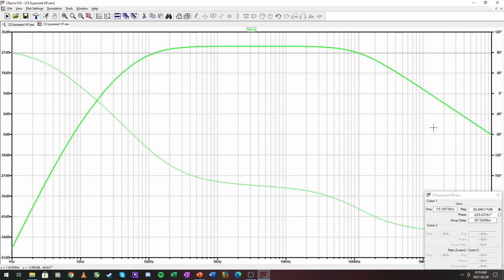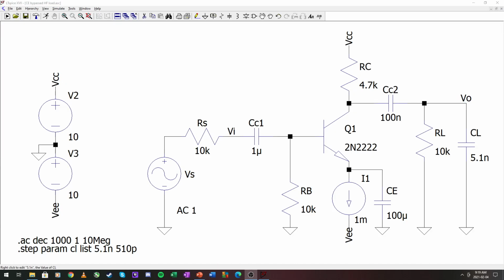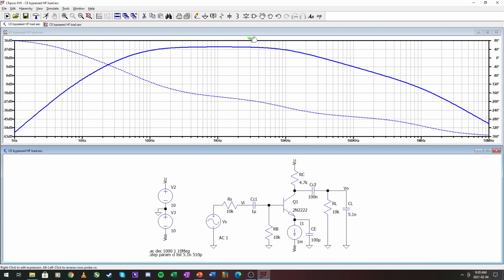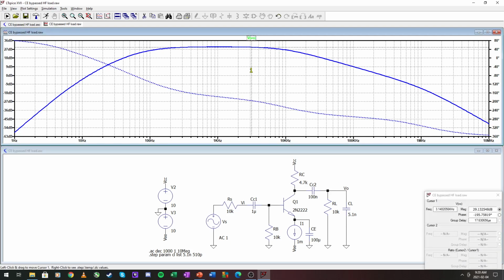Let's go to our load capacitors. So our first load capacitor was 5.1 nanofarads, and that was for 10 kilohertz, right? Okay, so 29.5, 26.5 right here, and this is sitting at 9.6 kilohertz, fairly close to the 10 that we were designing for, I would say.